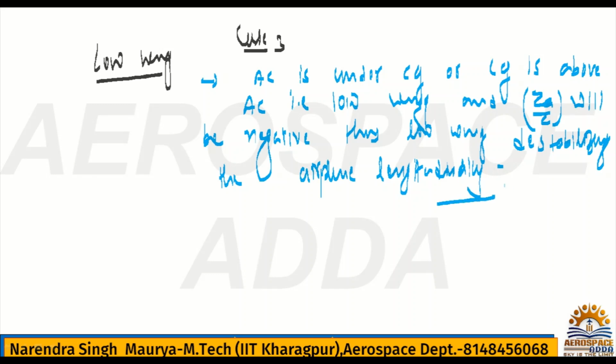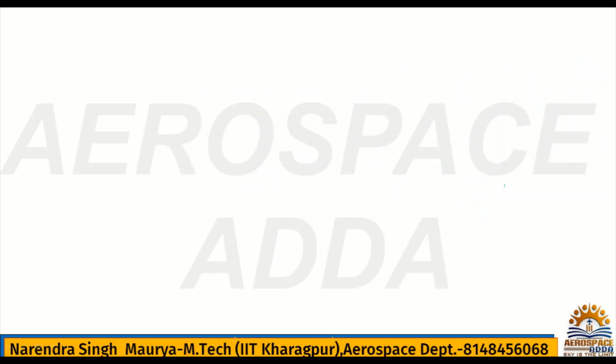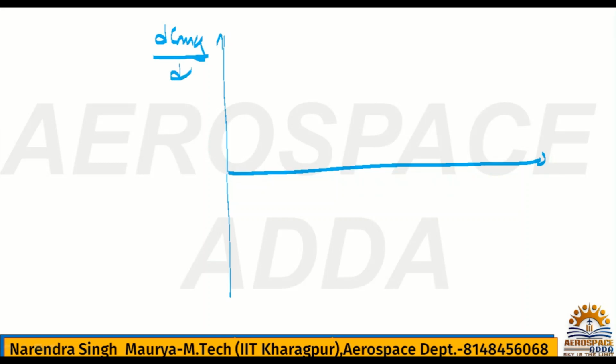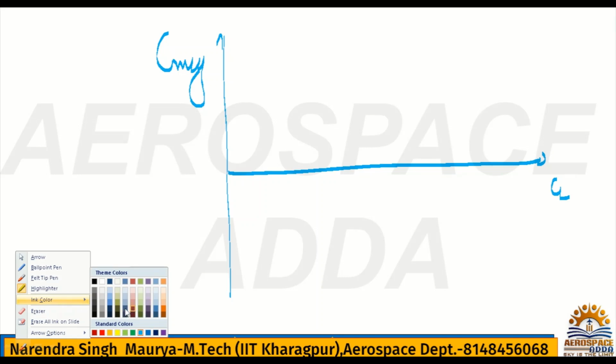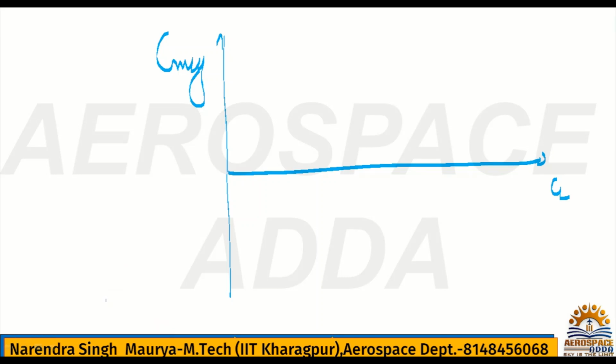Now the story does not end here. This part is done. Then a graph based question they can also ask. They can give the slope, ∂CM_CG by ∂CL. Or simply, I must say, this is CM_CG, that will be better, and this is CL. Now I want to show the graph here.